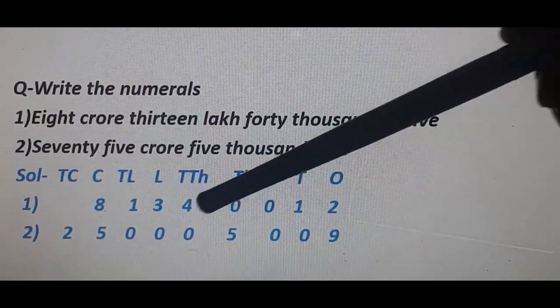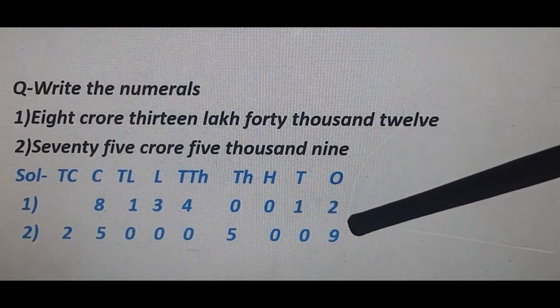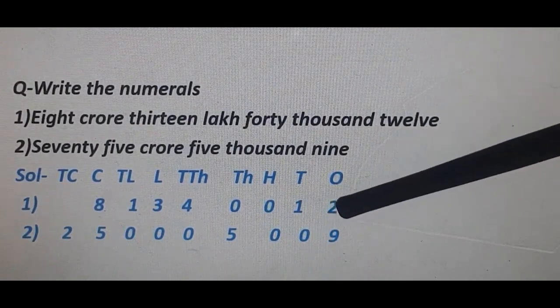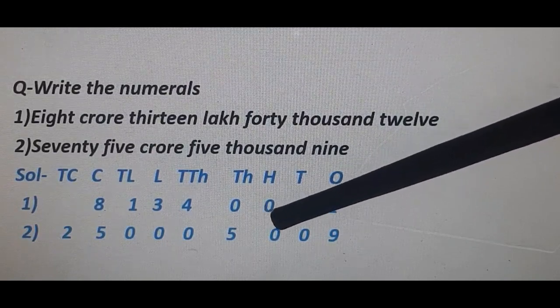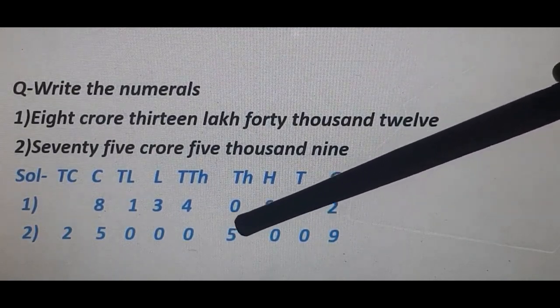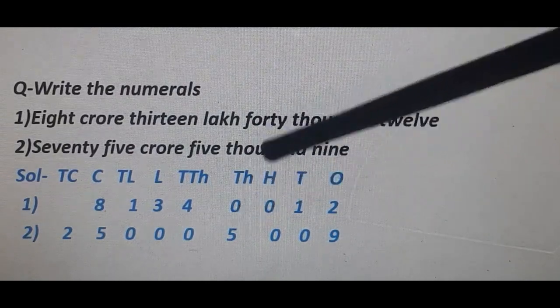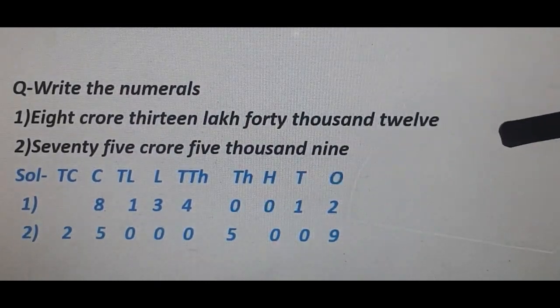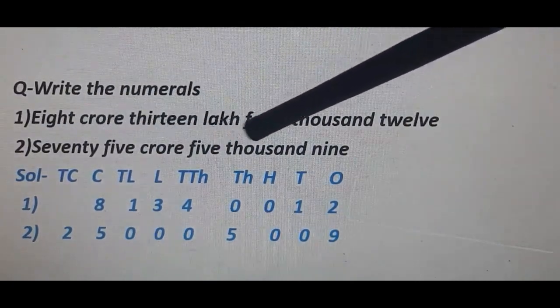Then 40,000. 40, 40. Below this 10,000 and 1,000. And 12. 12, that is 2 at 1's place and 1 at 10's place. At 100's place there will be 0. And 1,000 place also. We have 40,000, definitely 0 is coming according to the given question. Right? Second part, 75 crore 5,009.